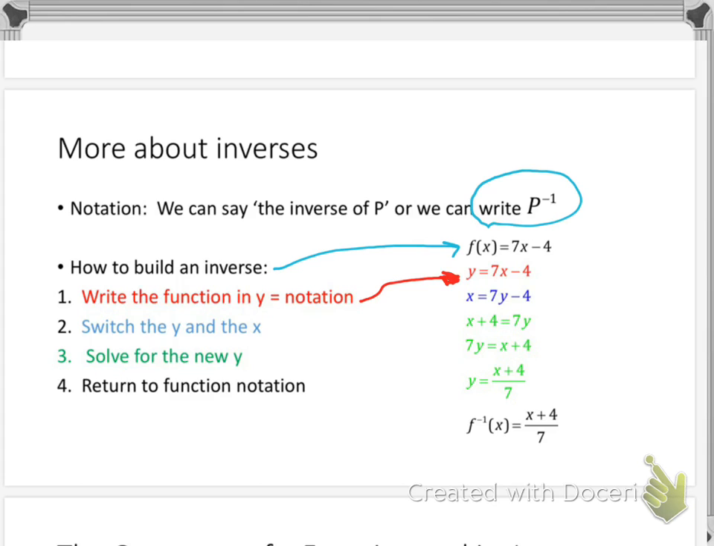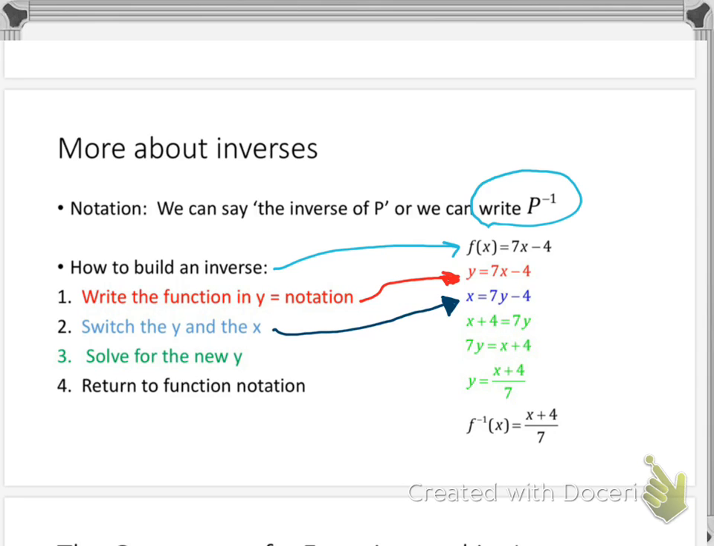Next, after you take it out of function notation and put it into y equals notation, we're going to work towards getting the inverse. To do that, you're going to next switch your x and your y. Just physically switch them. Wherever you have an x, make it a y. Wherever you have a y, make it an x. So that's the next step.